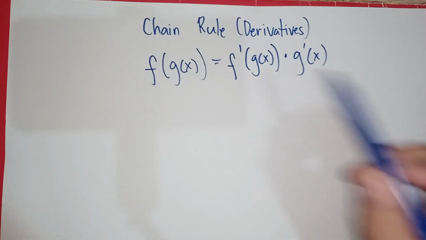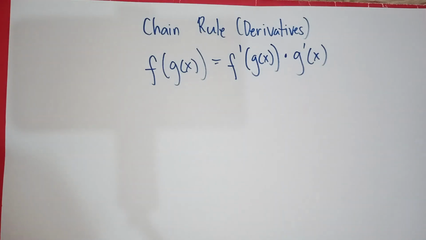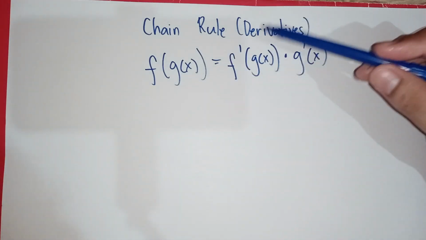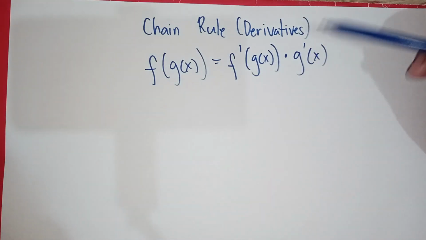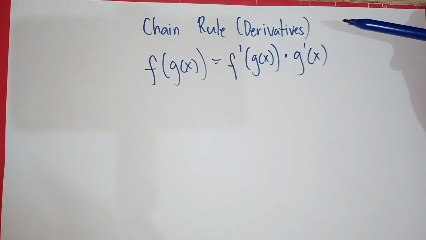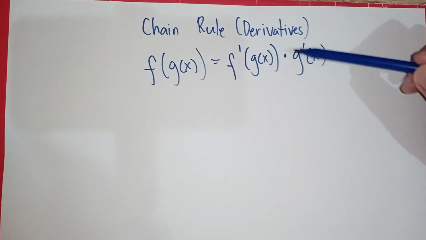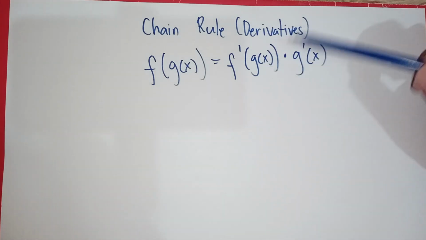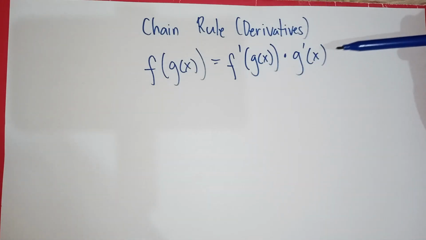So, like for instance, we have here a composite function f of g of x. So, pag kinuha natin yung derivative nitong composite function na to, this is equal to the derivative of f of g of x times the derivative of g of x. So, yung f is the outer layer of our function and g of x is the inner layer of our function.